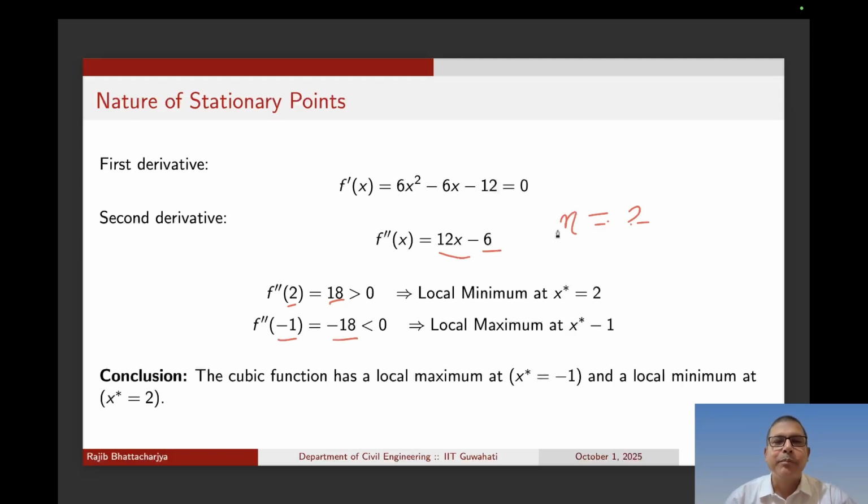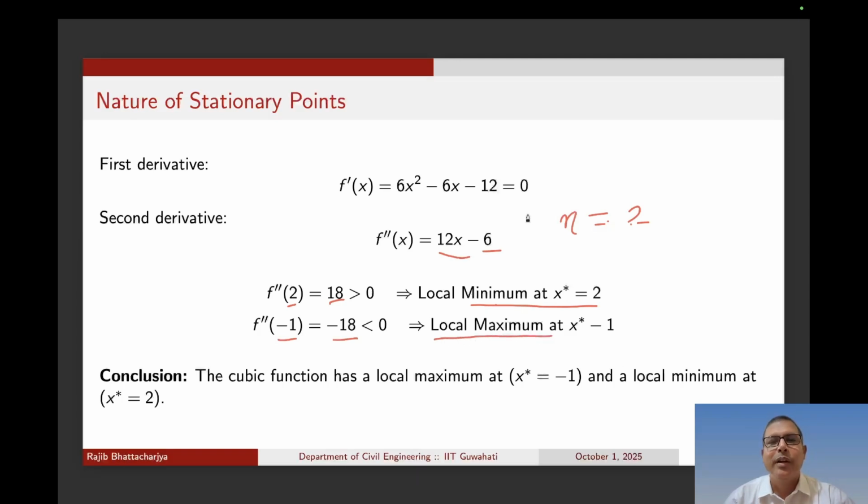What does it mean? It means n is even. So if it is even, then we see whether the derivative value is positive or negative. In this case, at x equal to 2, the derivative value is positive. Therefore, that particular point is a minimum point, or you can say it's a local minimum at x equal to 2. At x equal to minus 1, the derivative value is negative, so it is a local maximum.